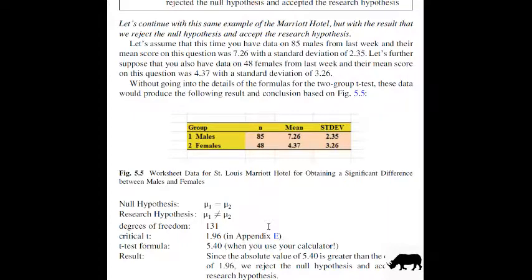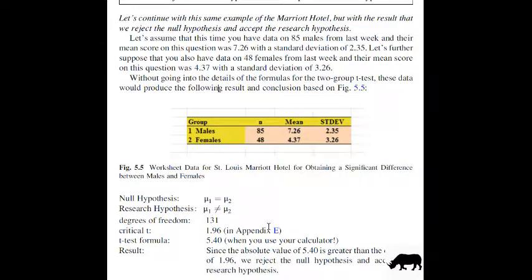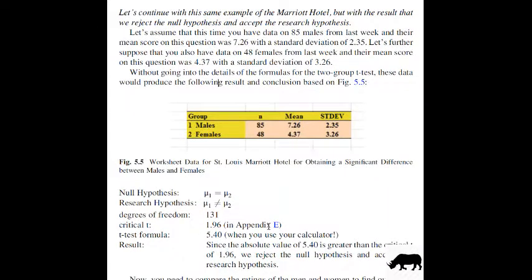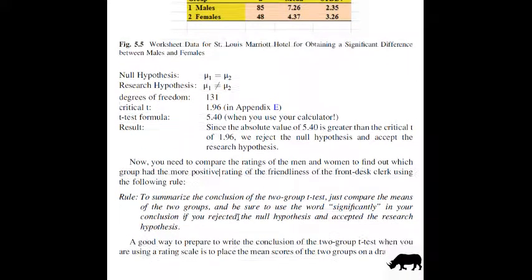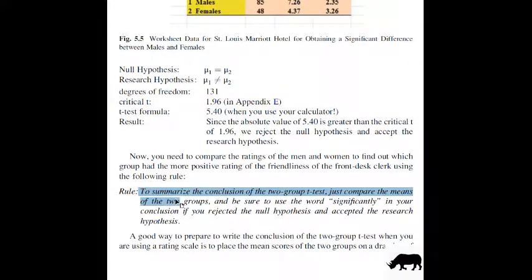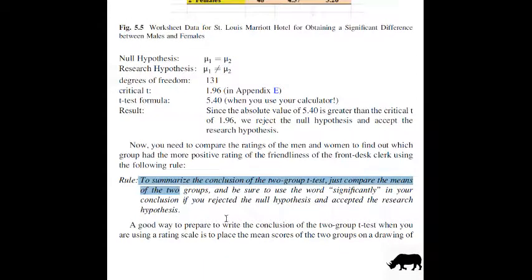Now, you need to compare the ratings of the men and women to find out which group had the more positive rating of the friendliness of the front desk clerk using the following rule. To summarize the conclusion of the two-group t-test, just compare the means of the two groups. And be sure to use the word significantly in your conclusion if you rejected the null hypothesis and accepted the research hypothesis.